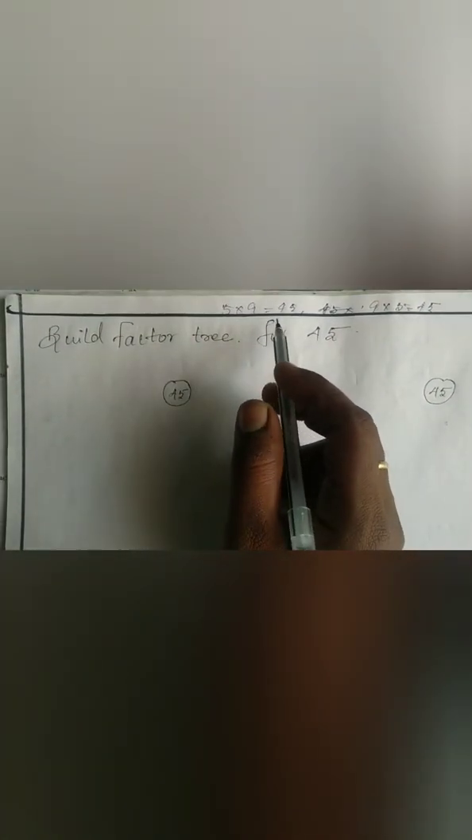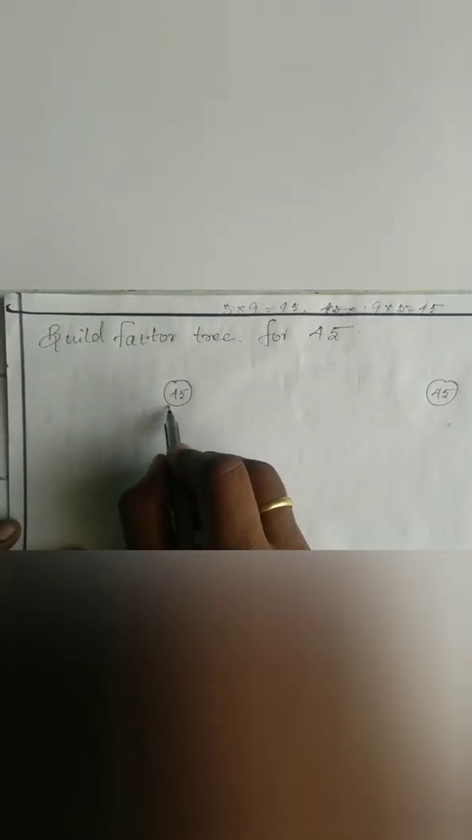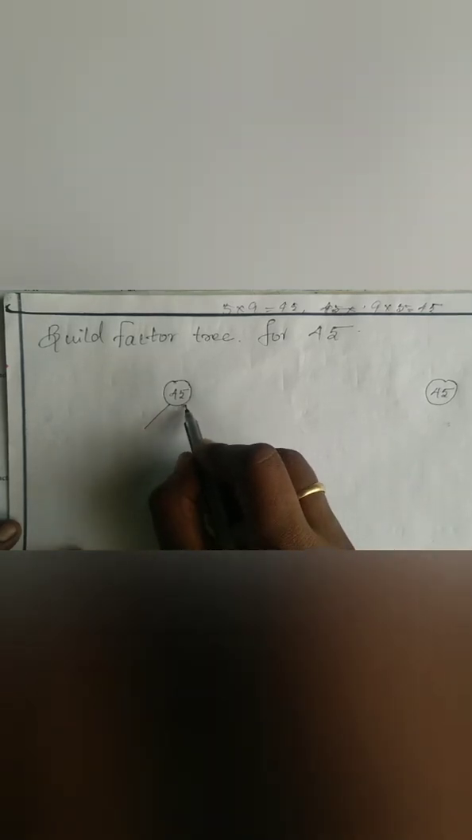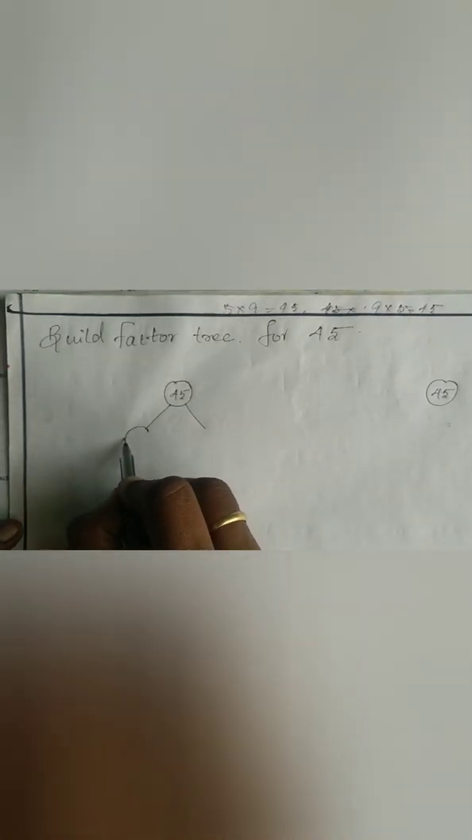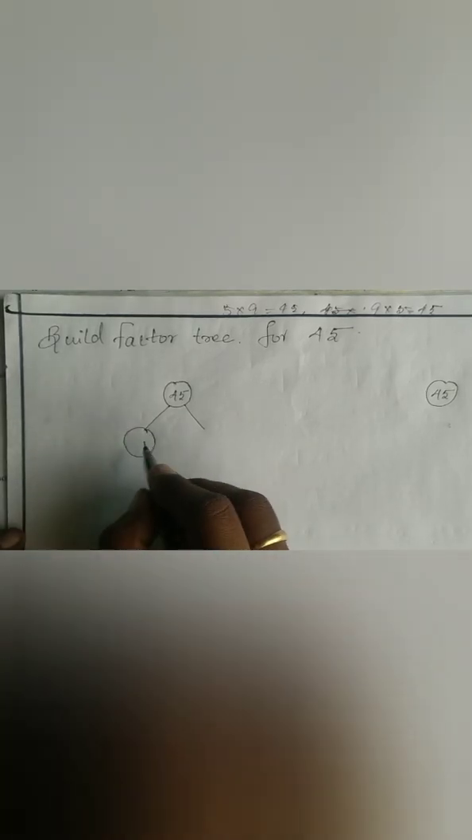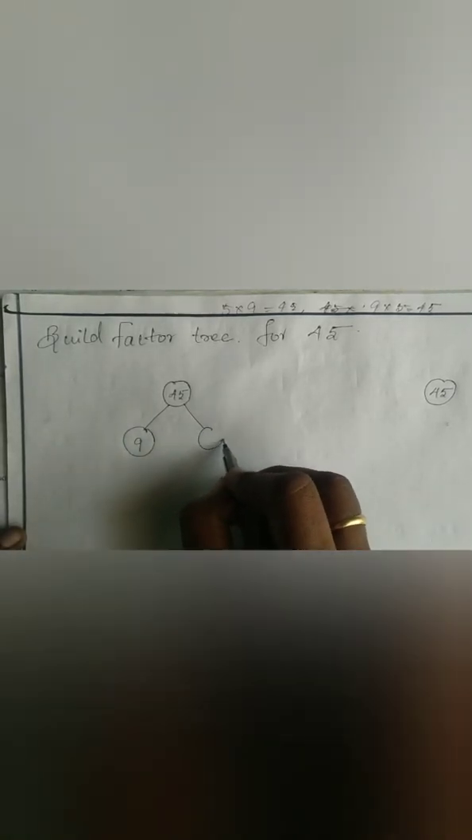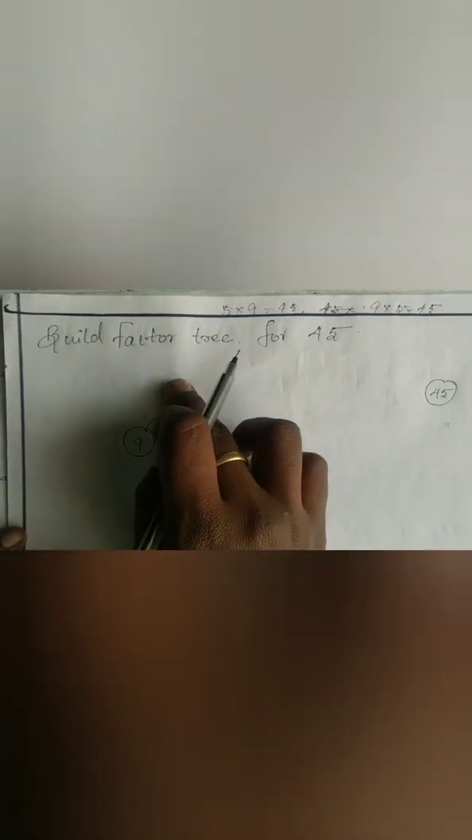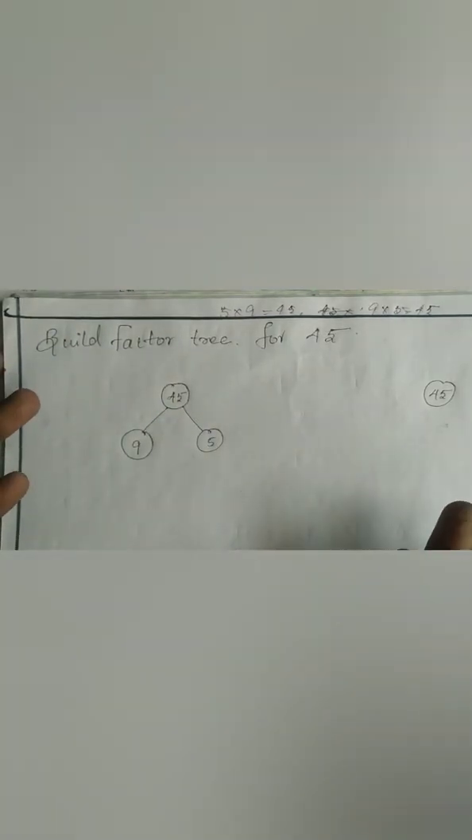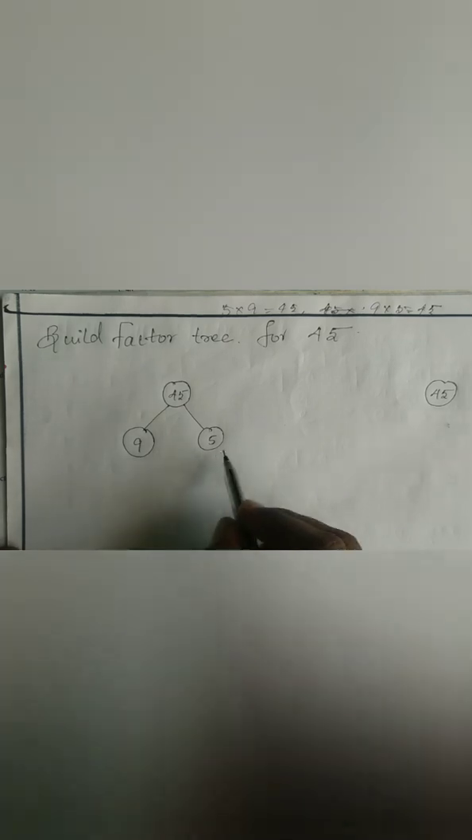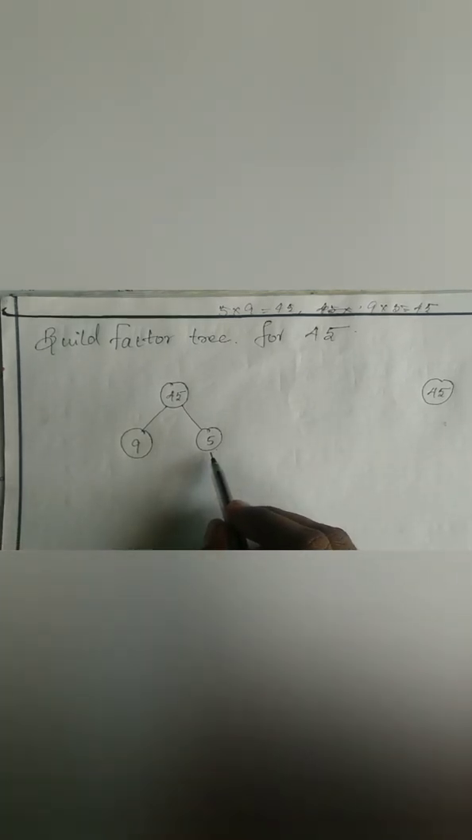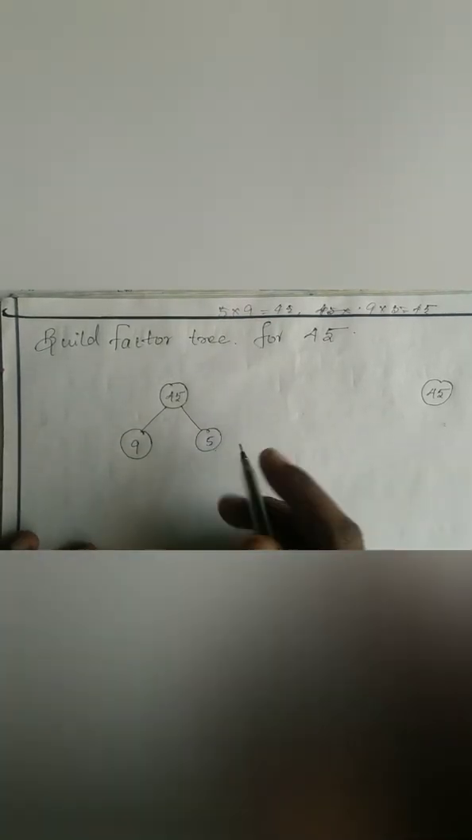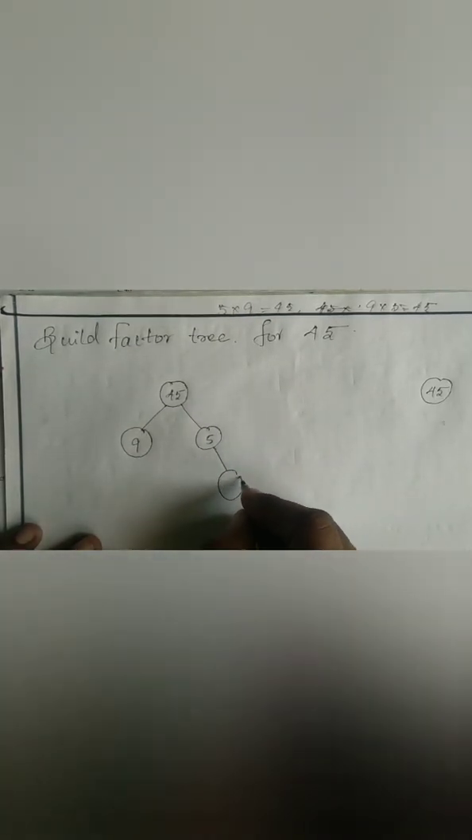So 45, what are the factors of 45? We know 5 into 9 gives you 45, right? So draw one more tree just like a round and write here 9. Here write 5. Why? Because 9 5s are 45. You can use 5 and 9 also, no problem. Next, in 5 any more possibilities? No more possibilities. So 5 is only 1 into 5. So just draw the 5 as it is.